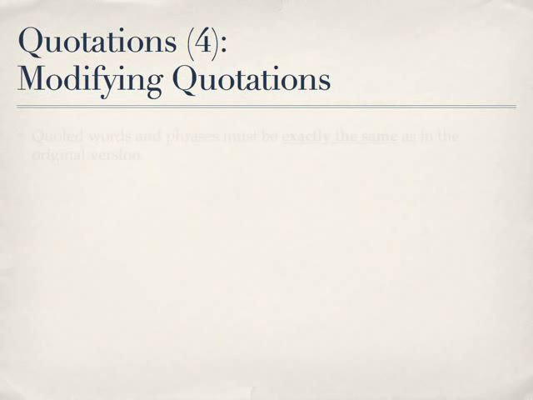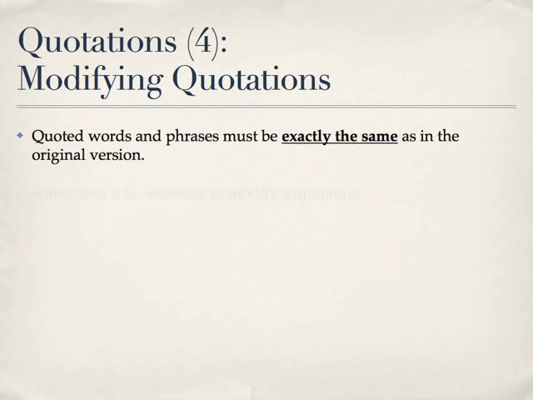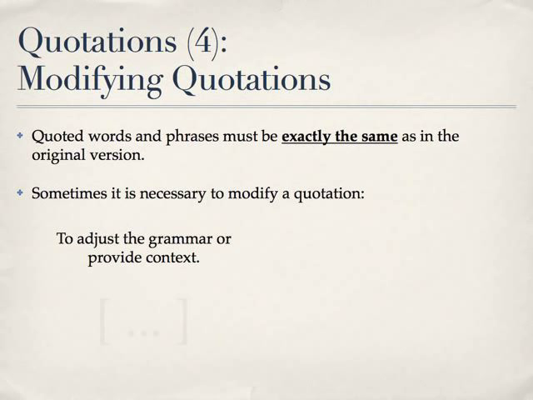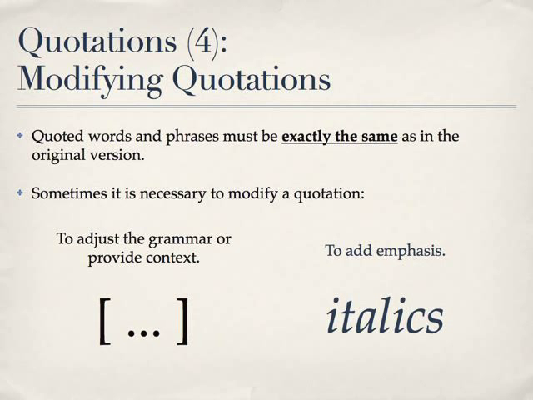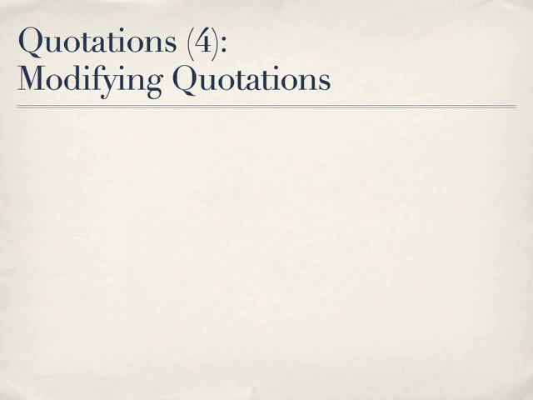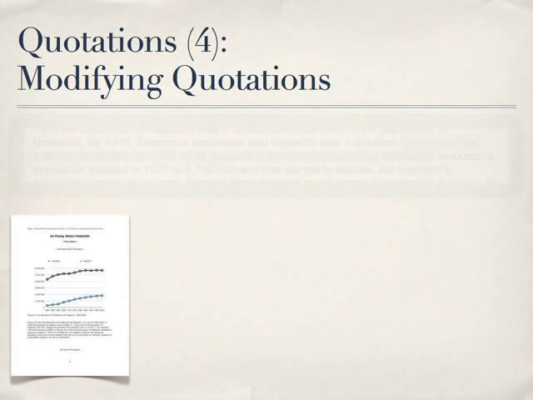When you quote from another person's work, you must make sure that the quoted words and phrases are exactly the same as in the original version. However, sometimes it is necessary to modify a quotation. To adjust the grammar or provide context, we use square brackets. To add emphasis, we use italics. First, adjusting the grammar or context.